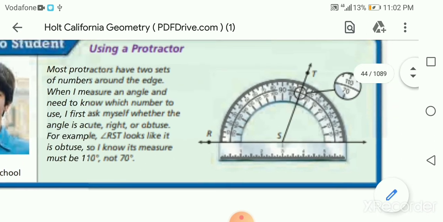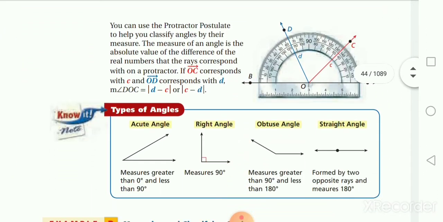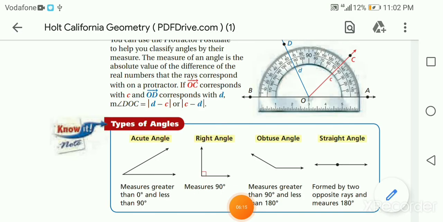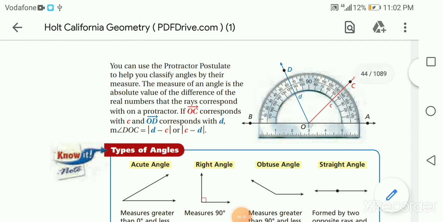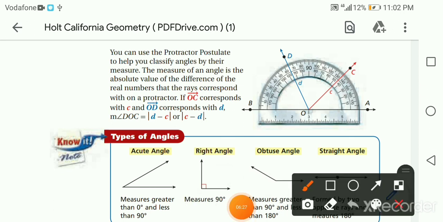Okay, my dear students, go back. You can use the protractor postulate to help you classify angles by their measure. The measure of an angle is the absolute value of the difference of the real numbers that the rays correspond with on a protractor.